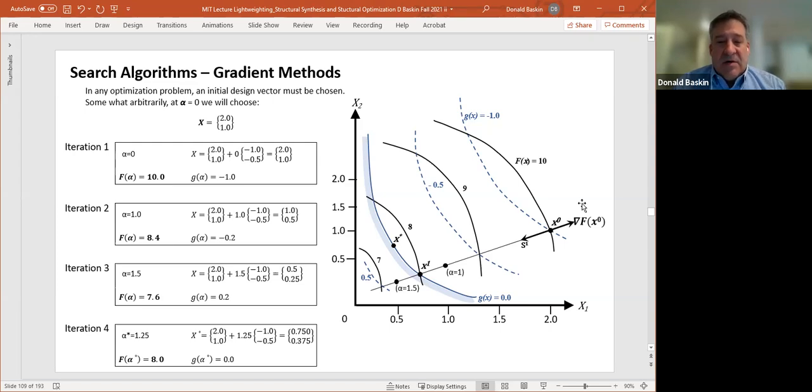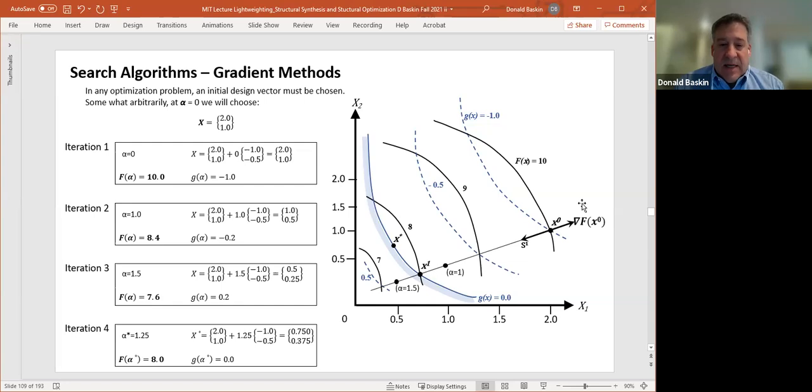Plugging those values into our equation, we get an objective function of 7.6. So this is even lower. This is good. But the problem is that the value of the constraint at that point is 0.2. So we have violated the constraint because it is now greater than 0, which it can't be. So we have to dial back a little bit. We reduce our step to 1.25.